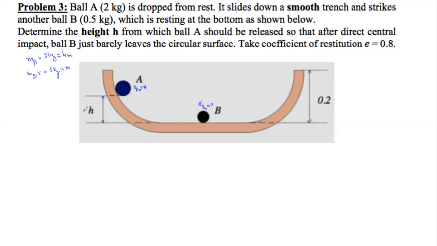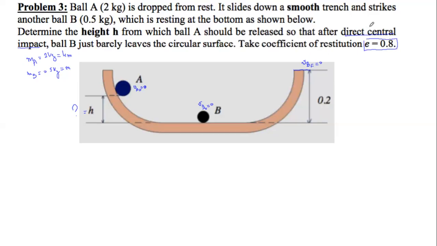Question: determine this height H from which ball A should be released so that after direct impact, head-on collision, ball B just barely leaves the circular surface. So ball B will go up and then reach here, and it barely leaves here. So we can say that the VB final here should be 0. Now I give you the coefficient of restitution, which is 0.8.